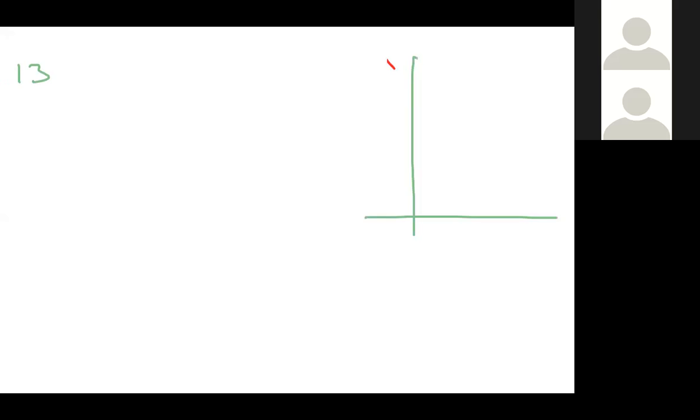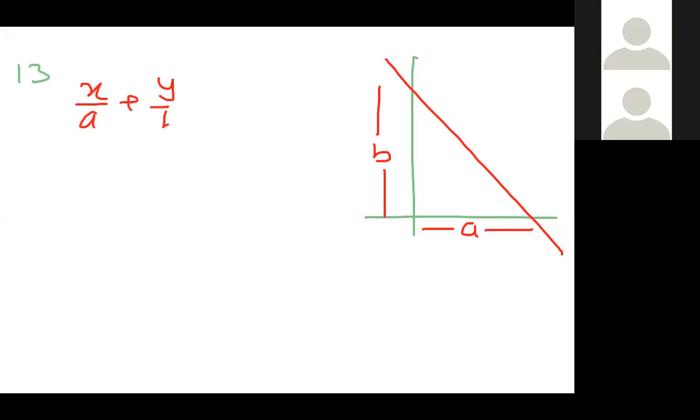See, a line is there which is giving intercepts. Intercepts mean on x-axis it cuts at a distance A, on y-axis it cuts at a distance B. So the equation of this line will be x upon A plus y upon B equals 1 in the intercept form. This line is passing through the point (2, 2).